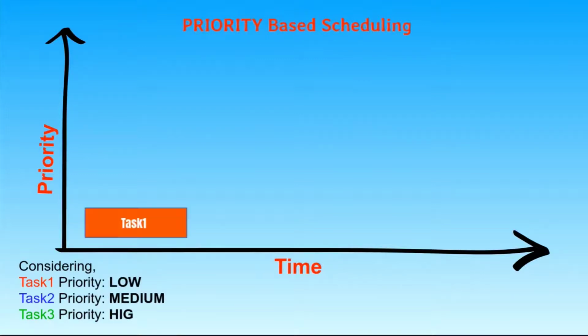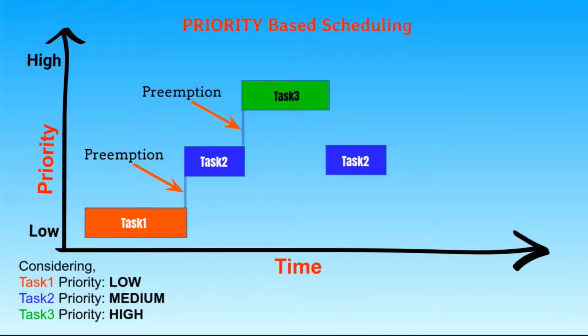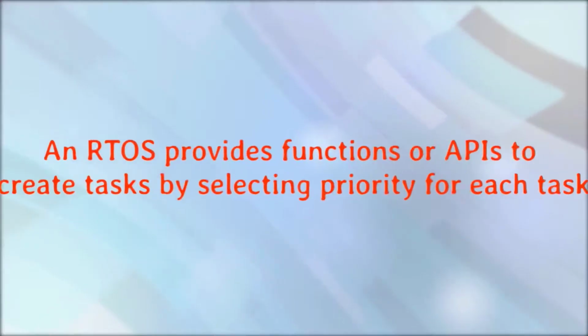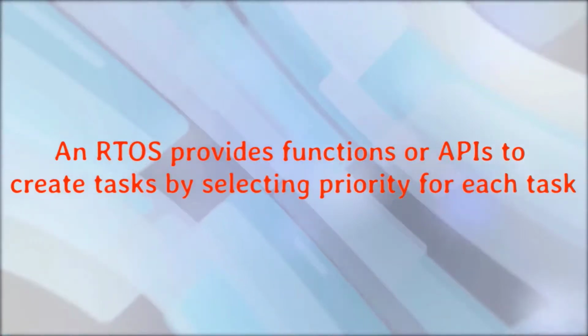Let us talk in more detail about priority based scheduling, which is also referred to as priority based preemptive scheduling. So let's see what priority based preemptive scheduling is. An RTOS allows you to create tasks or threads for your embedded application, and while you create these tasks or threads, it also allows you to assign priorities to those tasks.